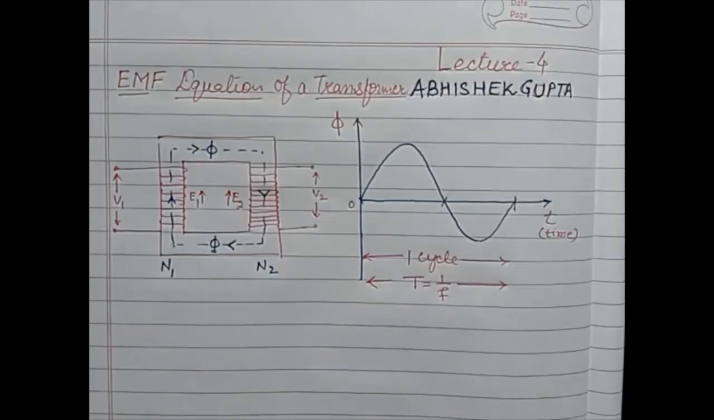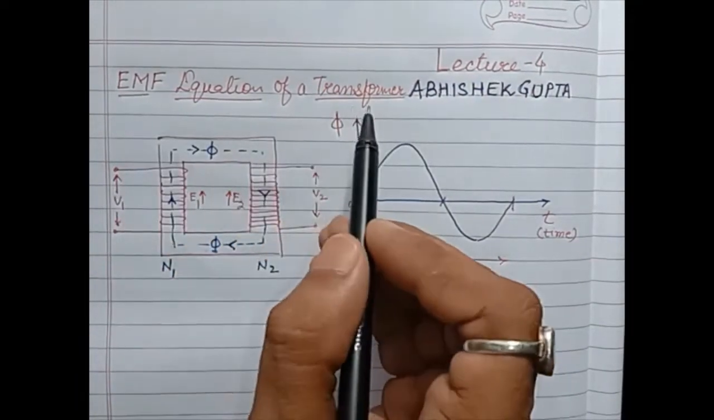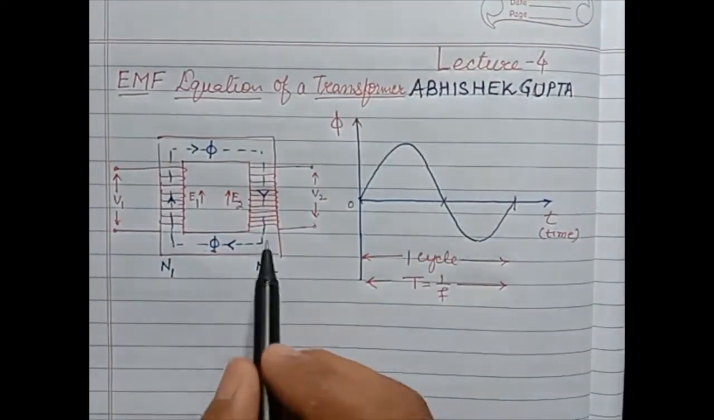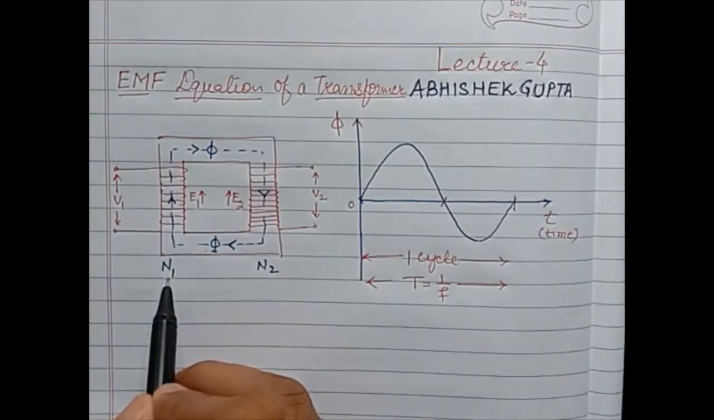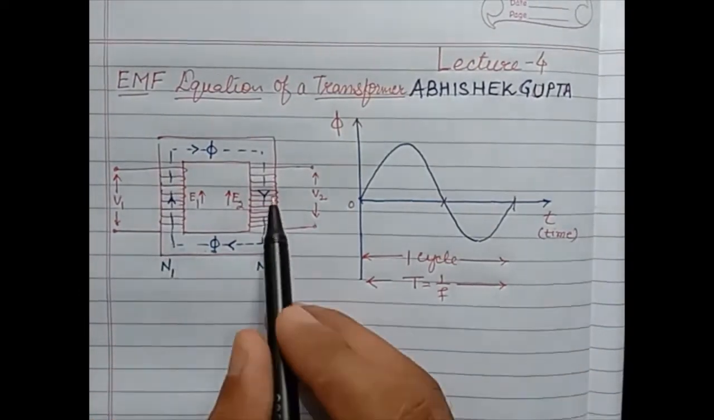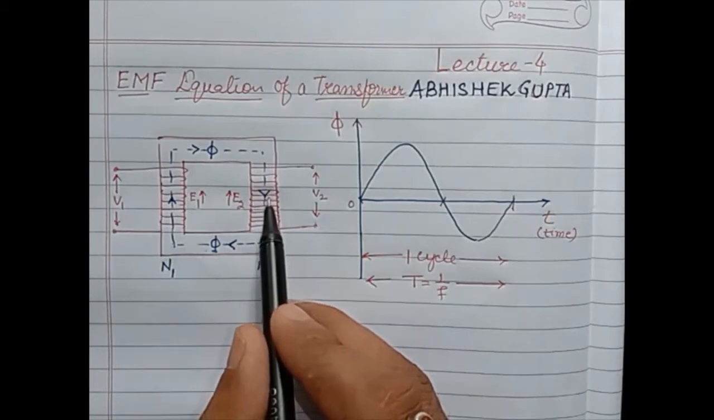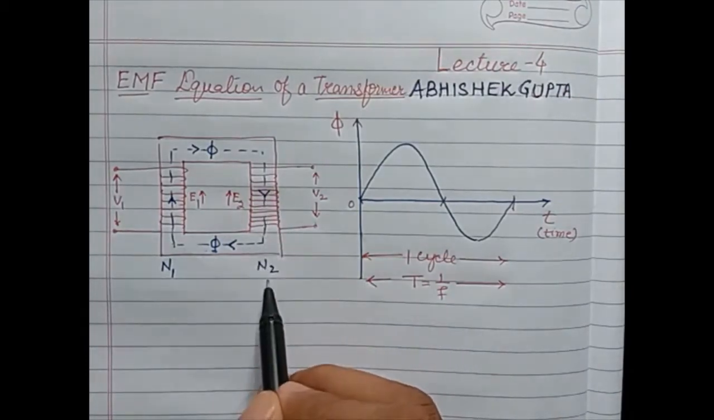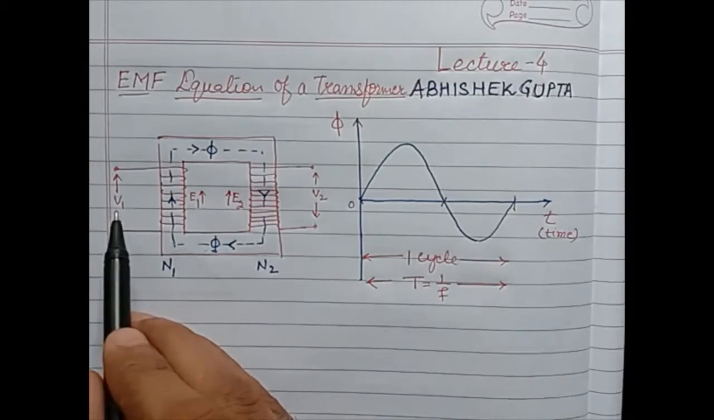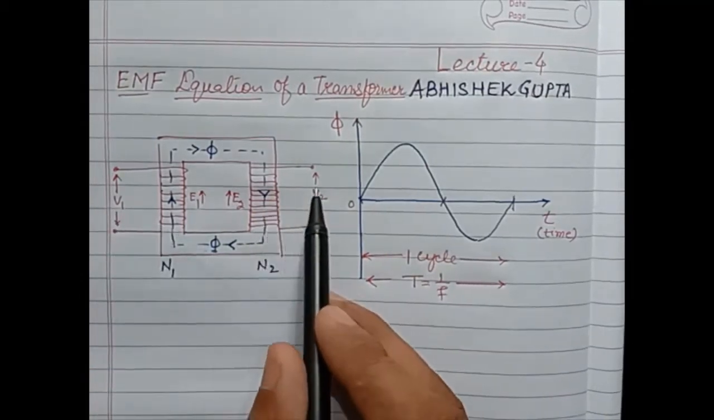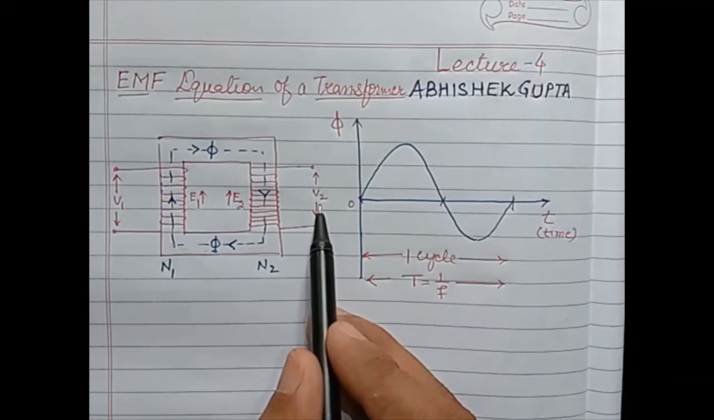Students, in this video we will discuss the EMF equation of a transformer. Here we have considered one transformer which has a primary winding with number of turns N1. On the secondary side, the number of turns is N2. The primary winding is connected to the voltage source V1, whereas the secondary winding has a terminal voltage V2.